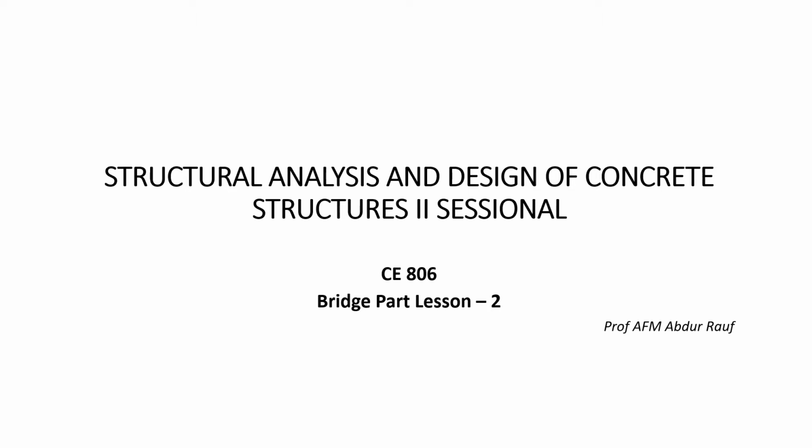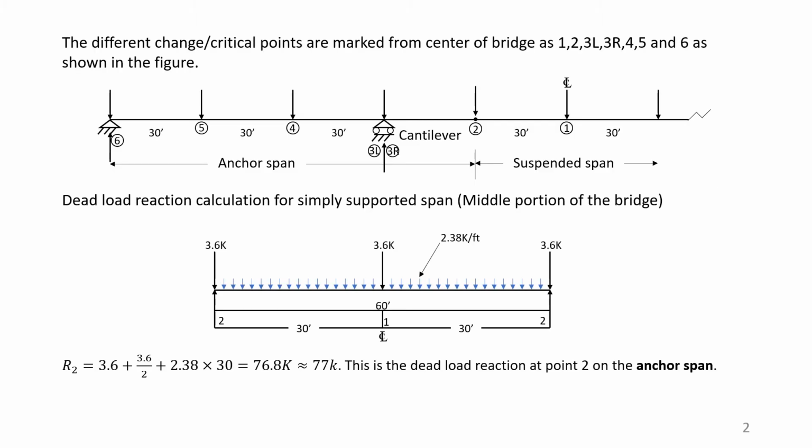Third page down. Here, this is a long section of the bridge drawn, and we have marked this bridge by numbers, giving different numbers to the locations. We have started from the center of the bridge, the middle of the bridge. The cantilever span is 30 feet, the anchor span is 90 feet, and on the cantilever there is a 60 foot suspended span.